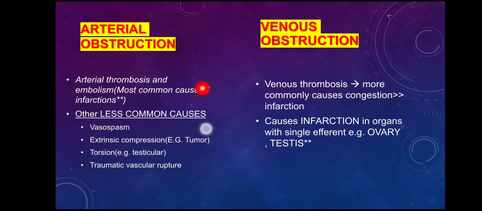Now, there are two main reasons for infarction. First is arterial obstruction, and second is venous obstruction. There are certain differences in the morphology of the infarcts formed by these two obstructions, so it is important to know the differences between arterial obstruction and venous obstruction leading to the infarct.